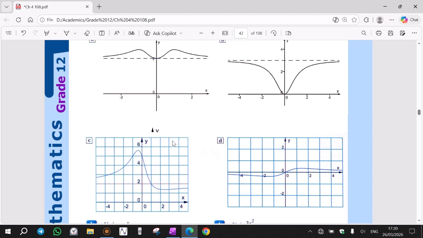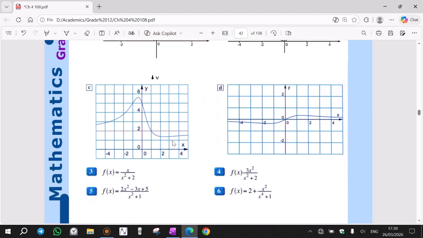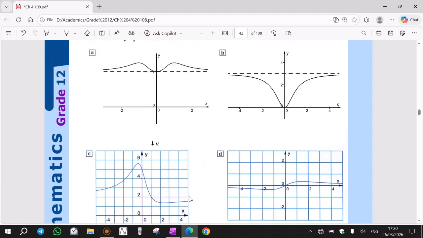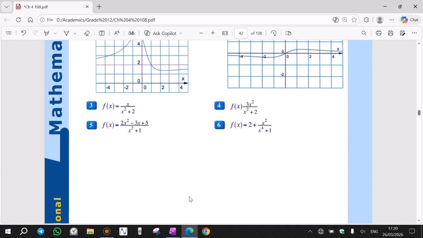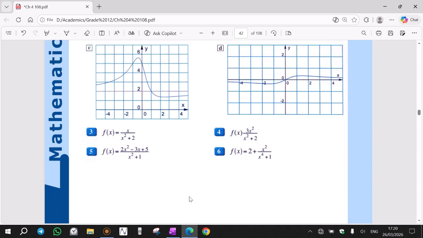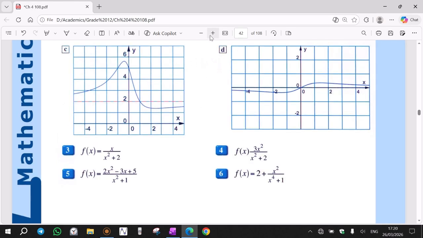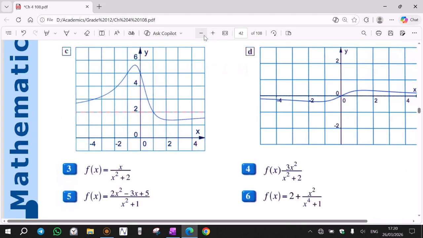Now we have 4 functions to match. Functions 3, 4, 5, 6 to be matched to the graphs of A, B, C, D. Okay, whenever you want to match graphs to functions, just do point plotting. We might use a little bit of horizontal asymptote, but overall, point plotting is the final decision maker.